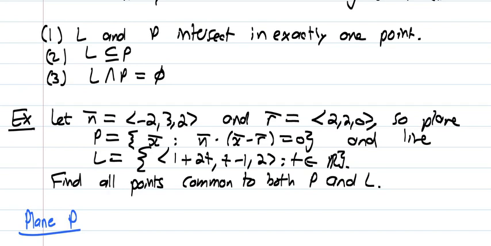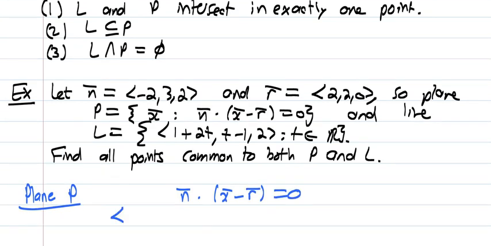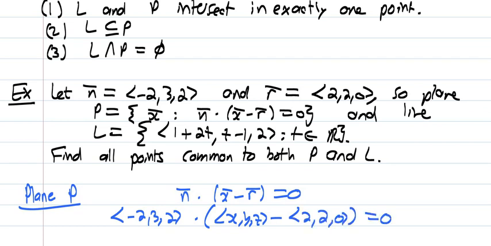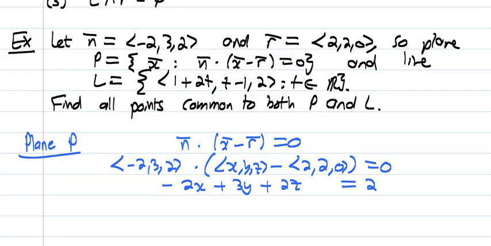So the Cartesian form for plane P is n dot (x - r) equal to 0. Now, we know what n is: the vector (-2, 3, 2). And x is going to be the vector (x, y, z), and r is going to be the vector (2, 2, 0). If you subtract those two vectors and dot with n, you end up getting -2x + 3y + 2z equals 2. Now we know line L is of the form (1 + 2t, t - 1, 2).